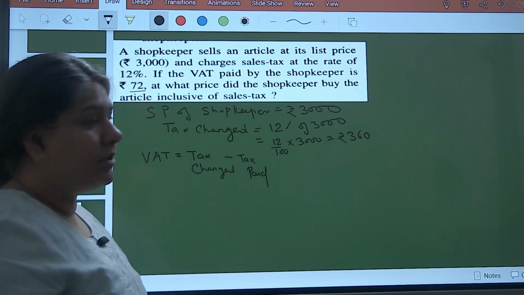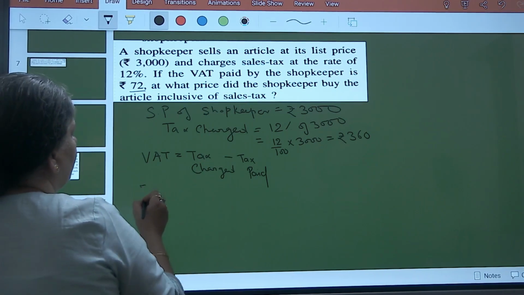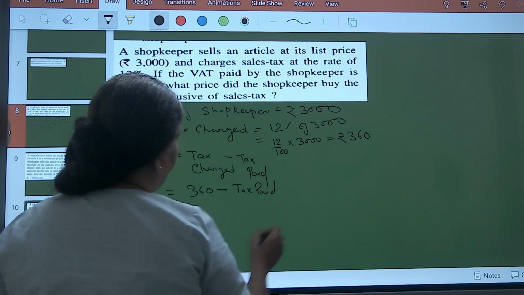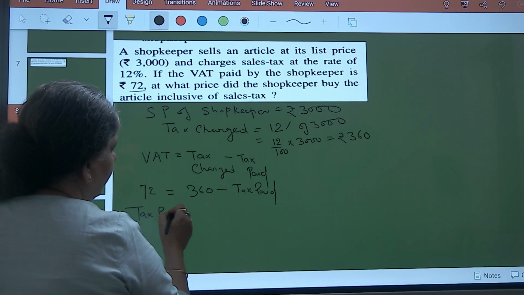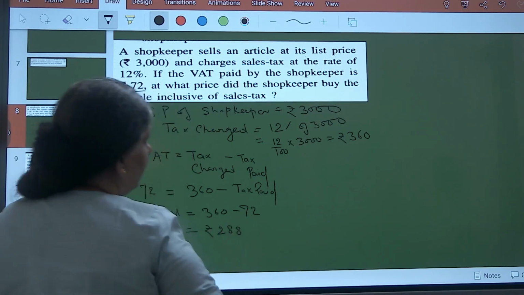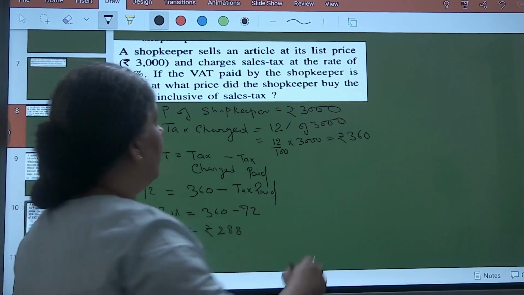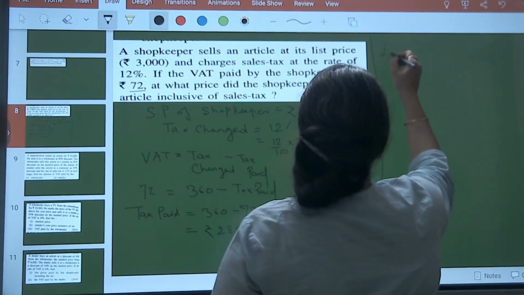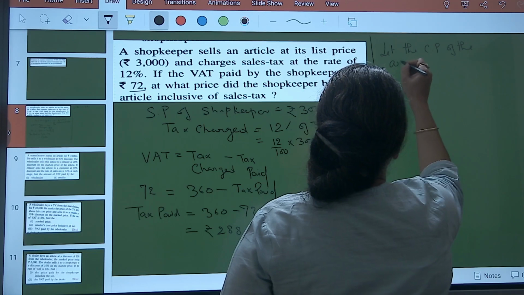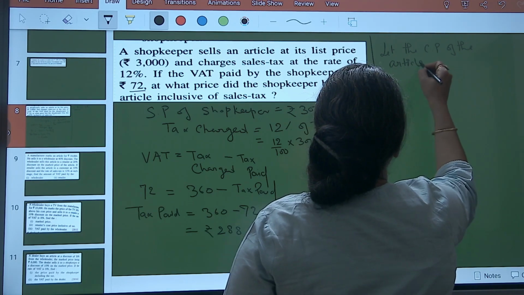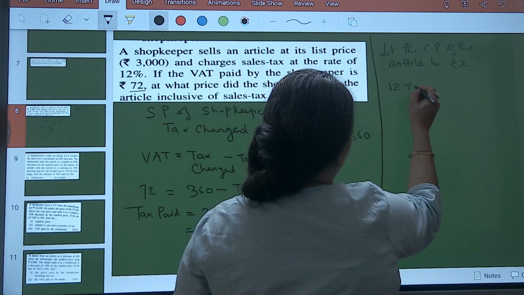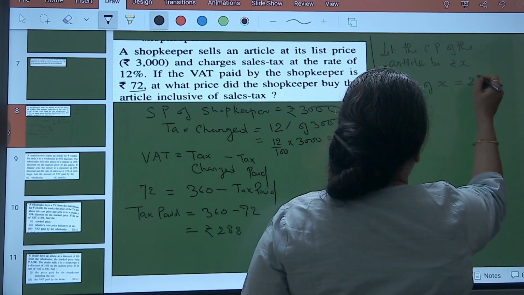So from here we'll find the tax paid by the shopkeeper. So 72 is equal to 360 minus tax paid. So tax paid will be 360 minus 72. This comes out to be rupee 288. Now he is paying this tax on the cost price of the article. So we'll assume let the cost price be X. Let the cost price of the article be rupee X. So 12% of X will be equal to 288.